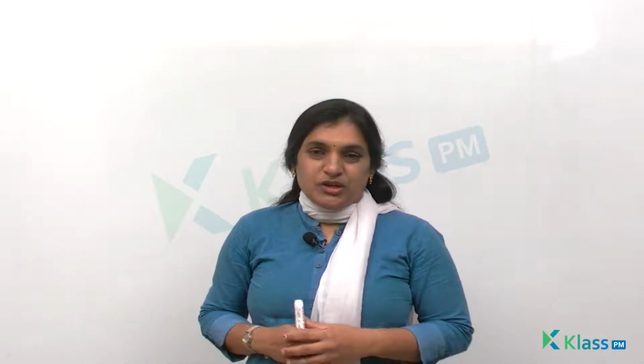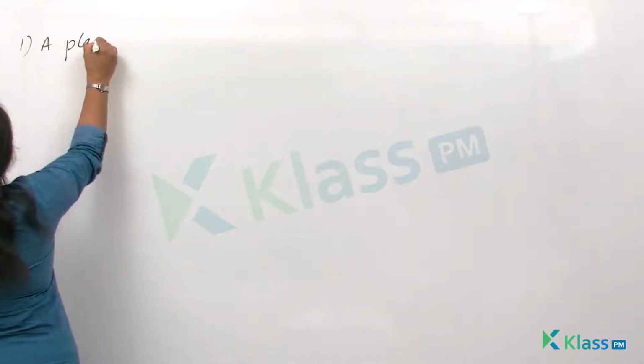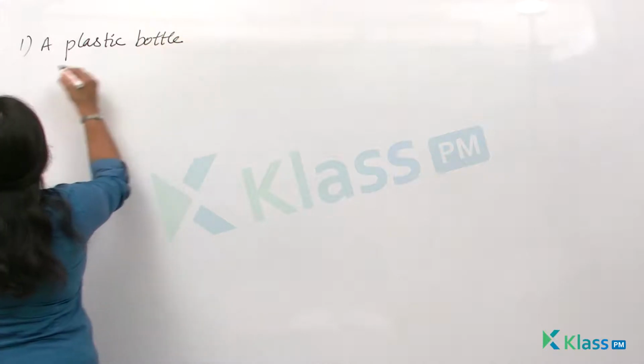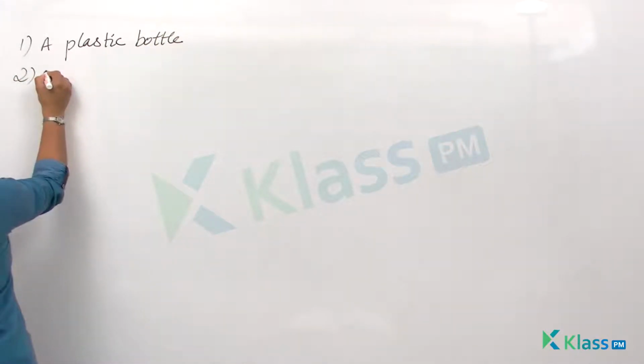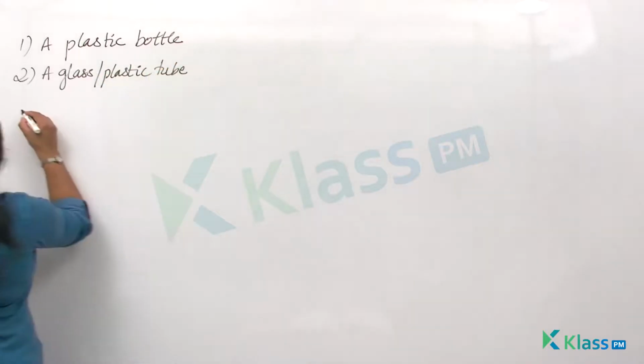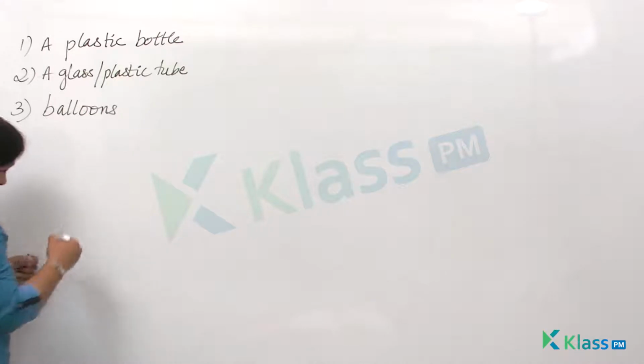Now, in this class, let us see a small activity to understand the process of respiration. For this, you need a plastic bottle, a glass or plastic tube, and balloons. So let us do an activity.